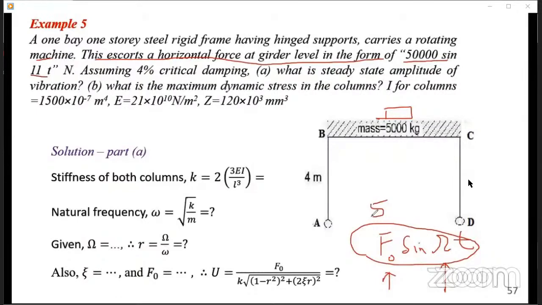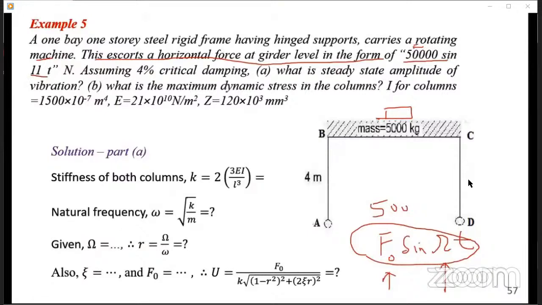You are correct. I was waiting for somebody else now to give us what is F naught. 50,000, yes. It's not F, it's F naught. You can even call it F because maybe you are not using F for now. So this is 50,000. So this is F naught sine omega t. Omega is equal to 11, and of course we expect it's 11.